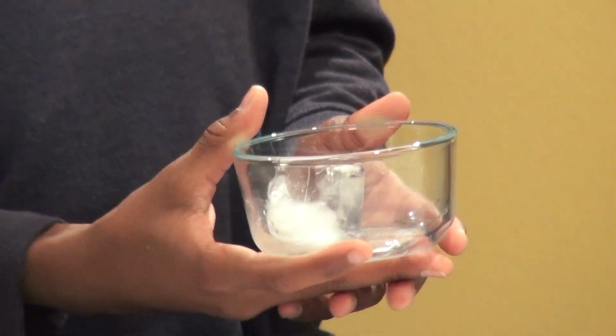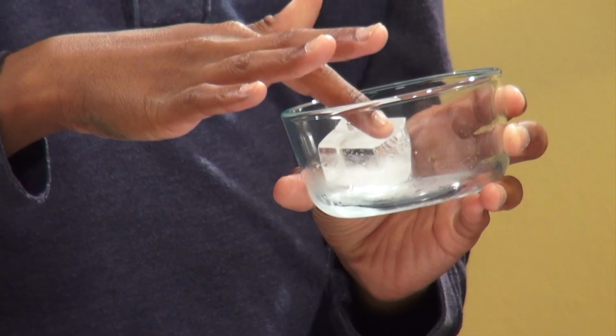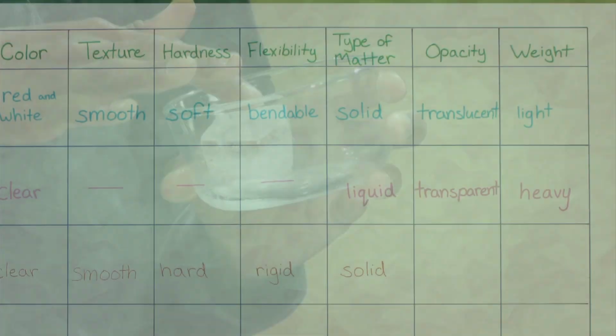The color is mostly clear. The texture is smooth. It's hard, rigid, not flexible. And even though ice is a form of water, it's solid.